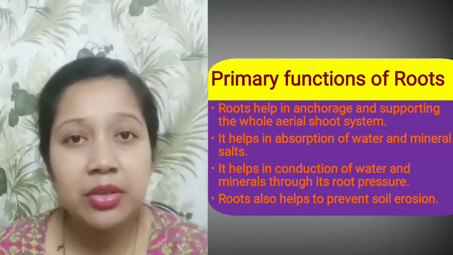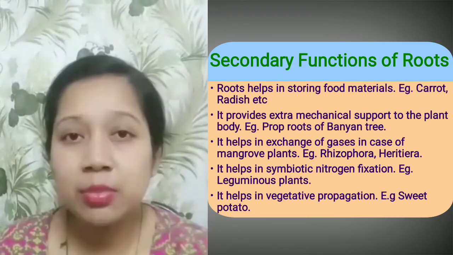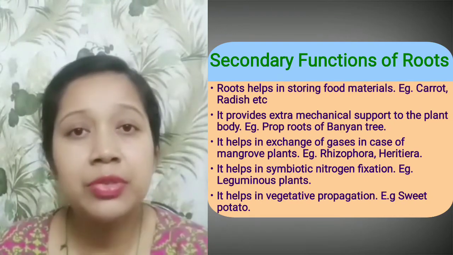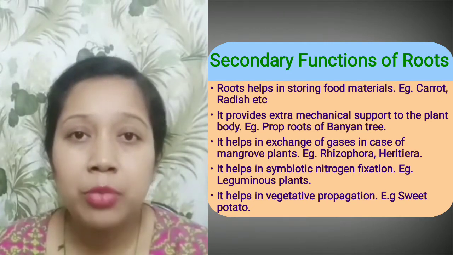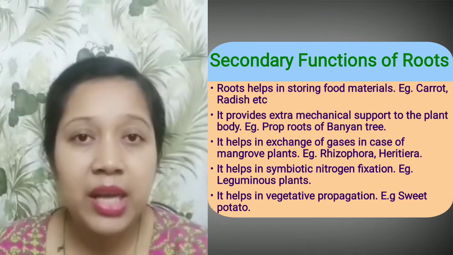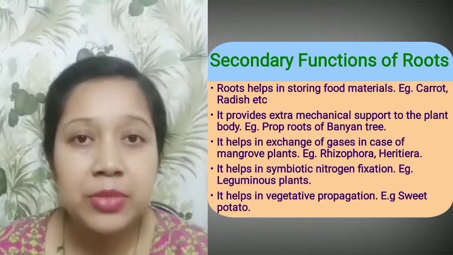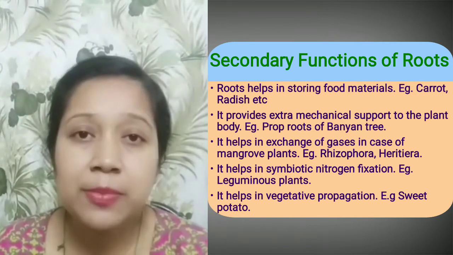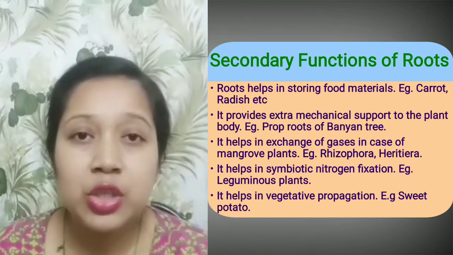Now let's come to the secondary functions of the root system. We have already discussed the secondary functions in the form of the different types of modifications, and there we found the different purposes of modification. First one is the storage of food. Plants like the radish plant, carrot plant, dahlia, then momordica, store their food product in the root system, and for that they have swollen roots.